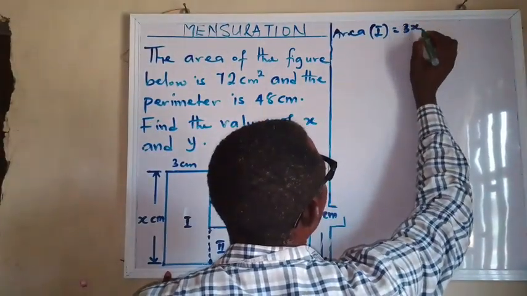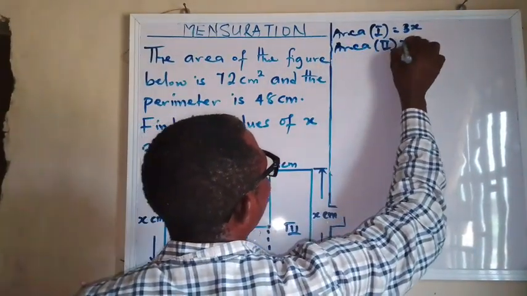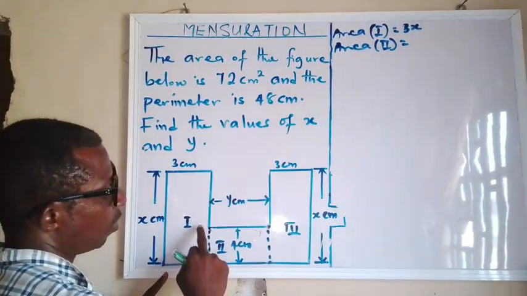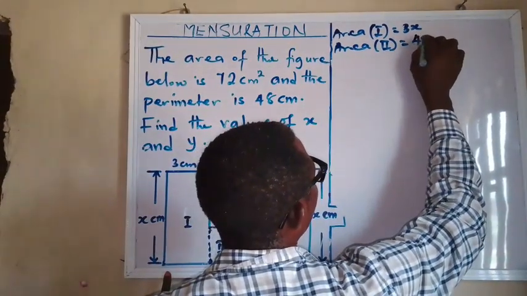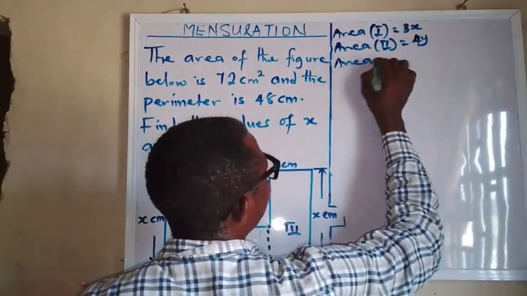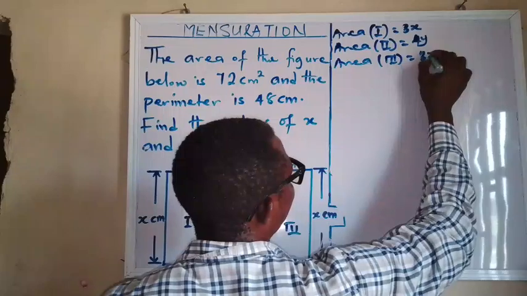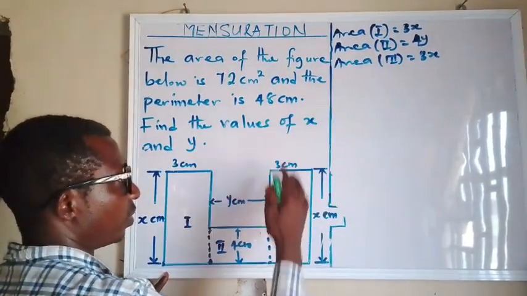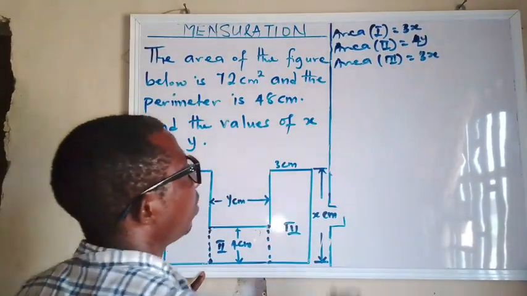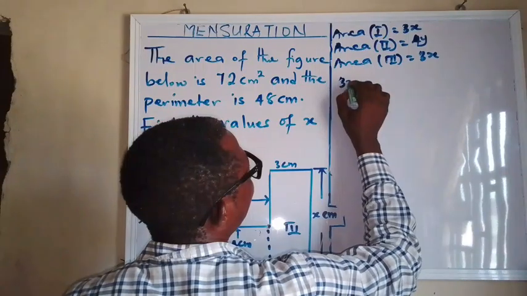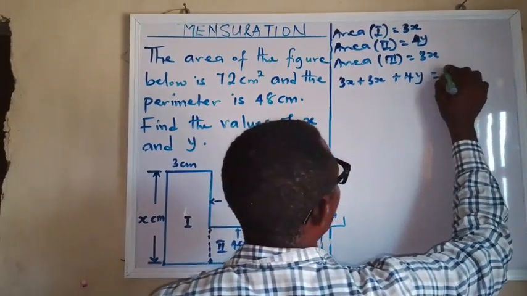That's 3x centimeters square. Now the second one, area of the second rectangle, is going to be y times 4. So that's going to be 4y. And the third one, we said is the same thing as the first one. That's 3x. This is length times breadth. Okay, so now we have been given the area to be 72. That means 3x plus 3x plus 4y is equal to 72.